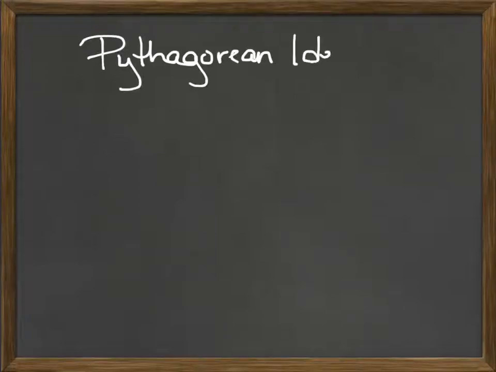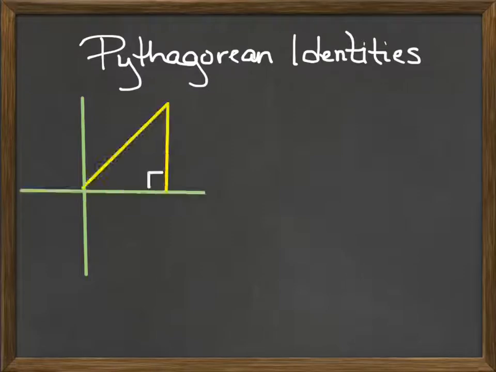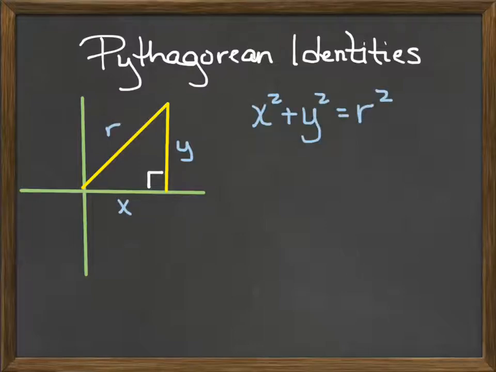In this video, I want to talk about Pythagorean identities and how they are created and how I can come up with many derivatives of the Pythagorean identities. So we're going to start with a right triangle in the first quadrant. I'm going to label each piece x, y, r standing for radius.